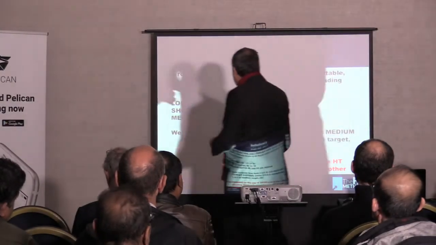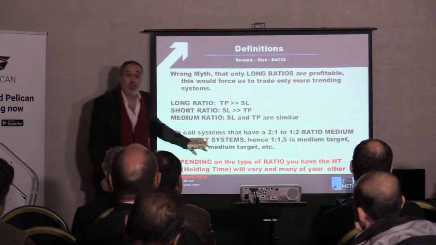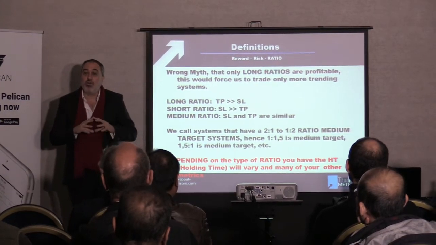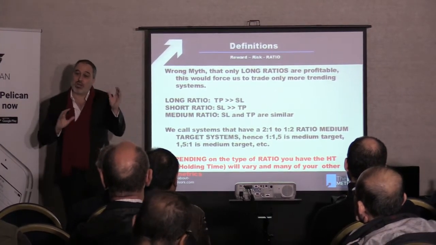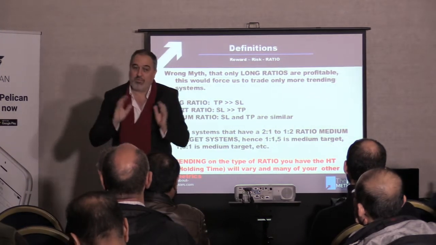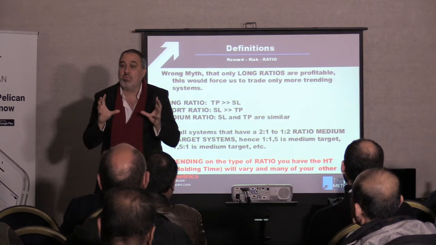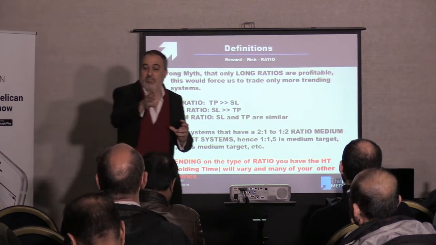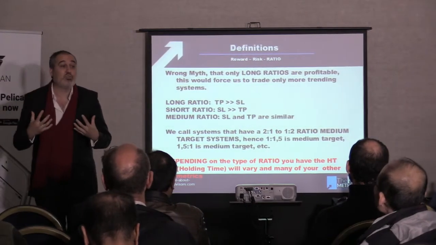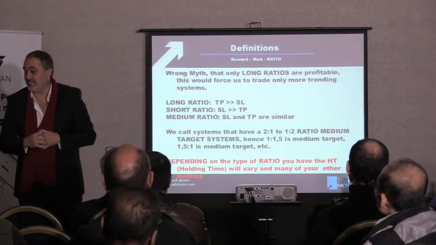So you need to trade that year with medium ratio systems. You need to trade what's exactly in the middle, which is 1-to-1, 1 to 1.5, 1.5 to 1. That's the medium. And I found out they trade great on those years.